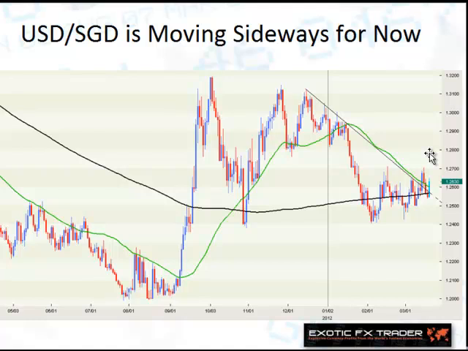But I think in the long term, the Singapore dollar will appreciate against the dollar. In other words, this pair will move lower. So if there is a rally towards 128, I plan to short the pair. And that's how I plan to trade the Chinese Yuan with the Singapore dollar.